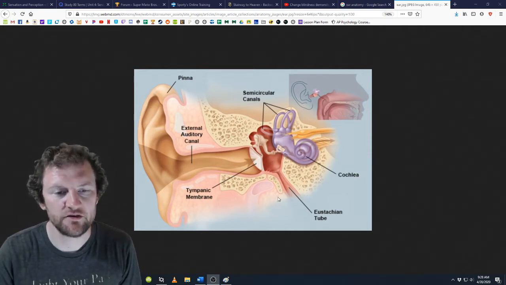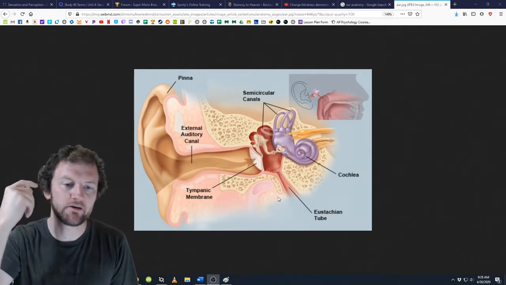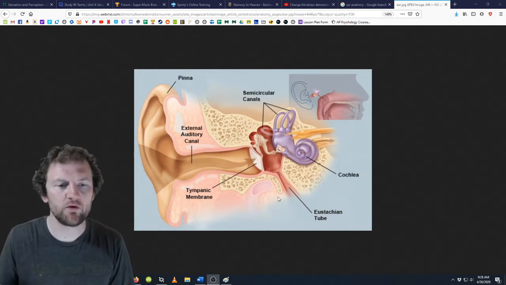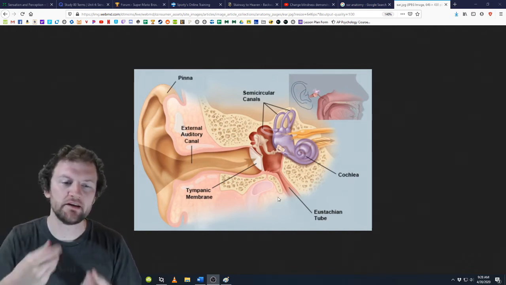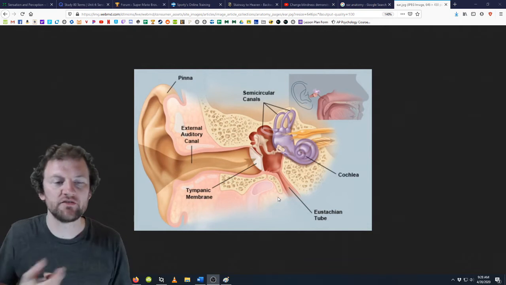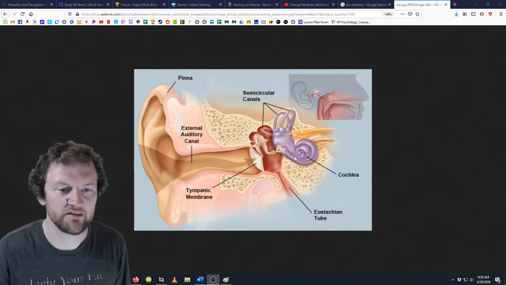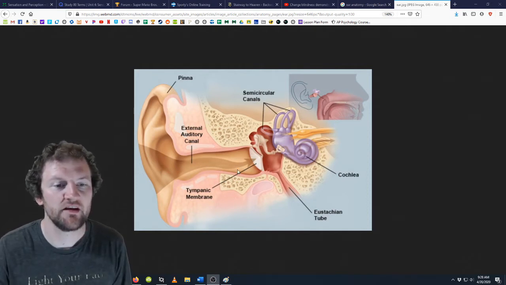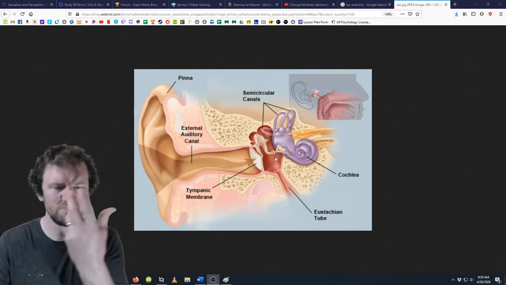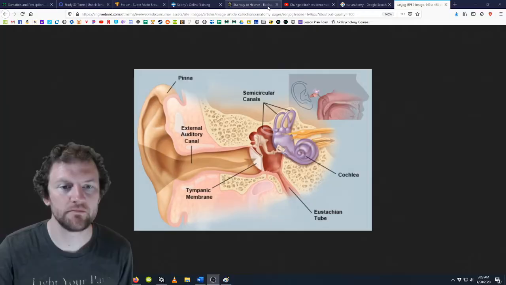And then the eustachian tube connects your middle ear to your throat. It's also why when you're at high altitude, you have to swallow, which reopens your eustachian tube to equalize the pressure, because this is a sealed chamber, and so the air pressure stays the same here, but if the outside world changes, then you have to equalize the pressure in your inner ear.